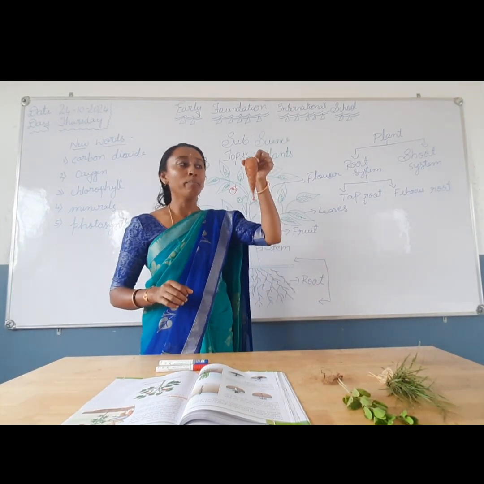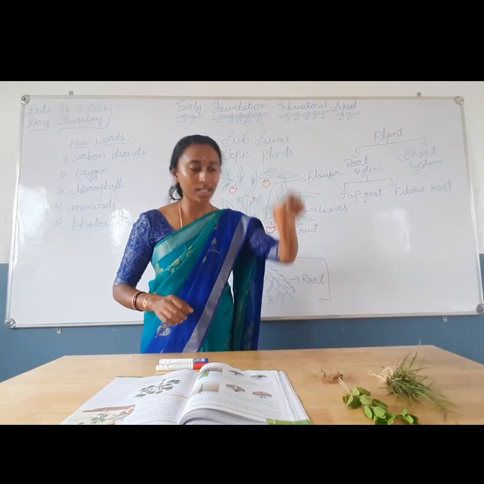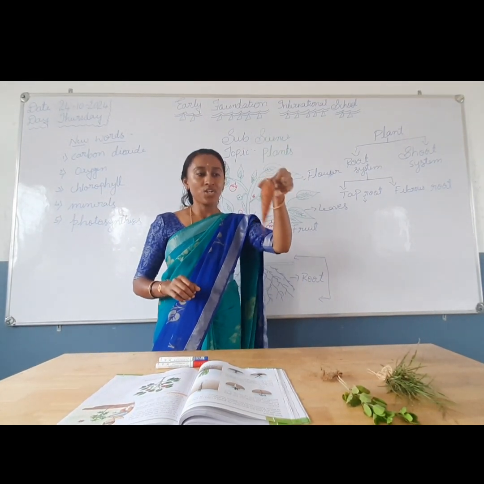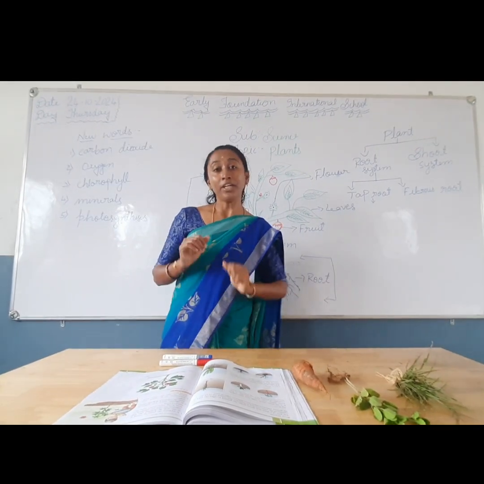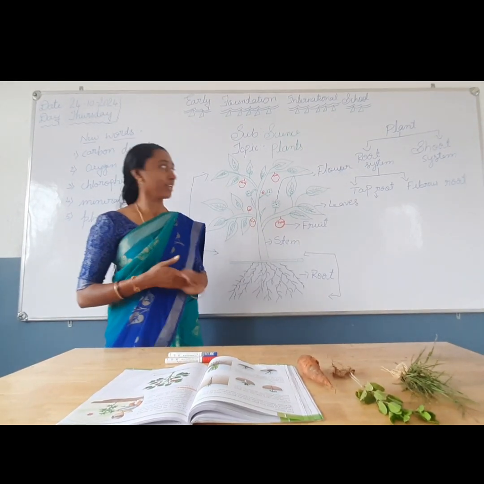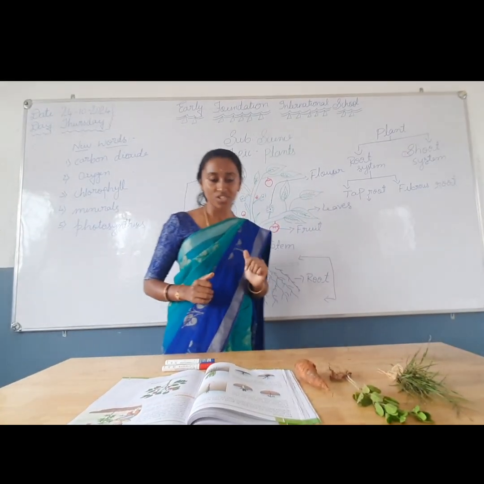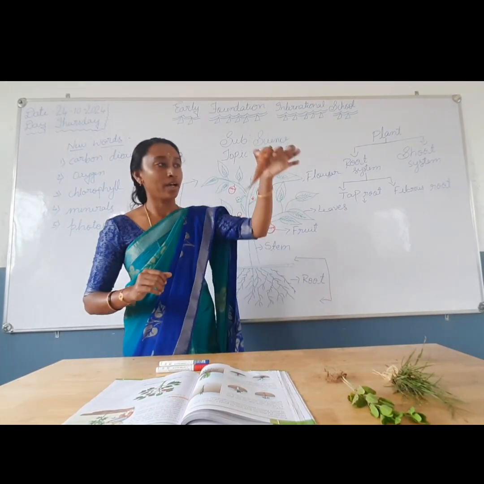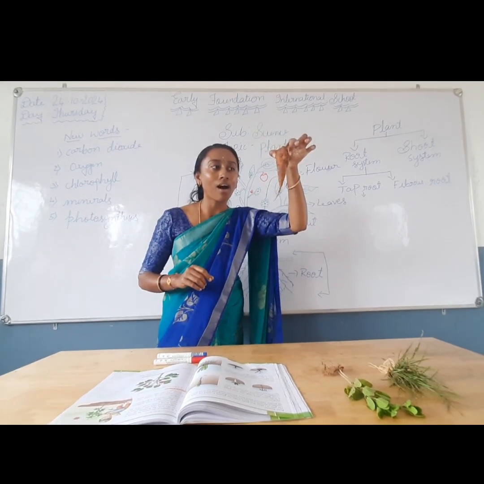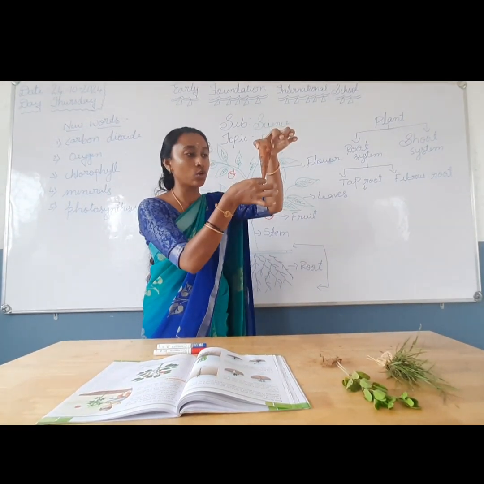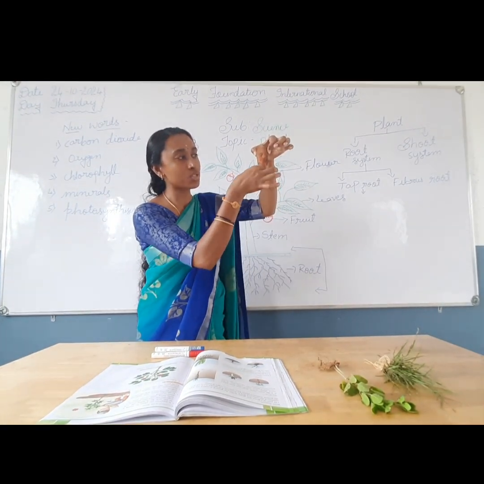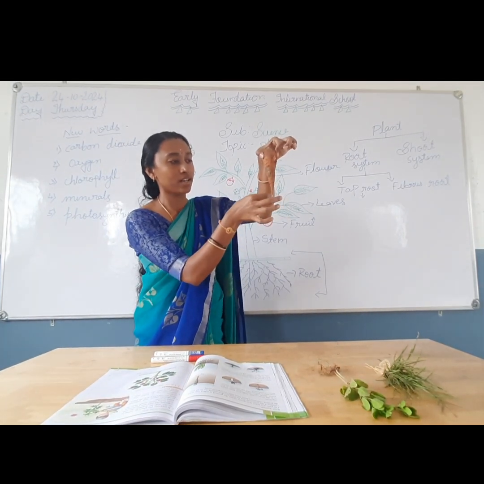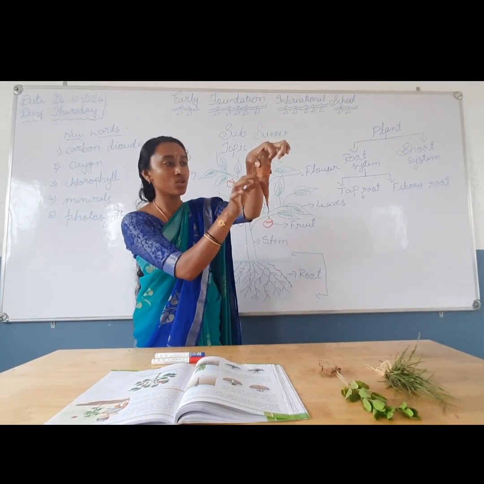Okay, and the main examples of the taproot are carrot, radish, turnip and beetroot. These are the examples of the taproot. Understand, children, what do you mean by taproot? It is the main, thick, large root. In this root, the small roots will come out. Can you see here? The small roots are here also.